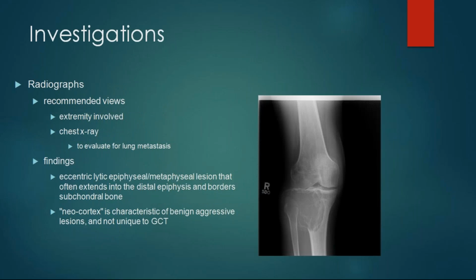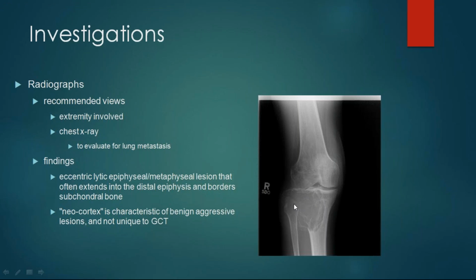And coming to the investigations, the first thing we do is X-ray. In X-ray, recommended views depend on the extremity involved. Chest X-ray has to be taken to see whether there is lung metastasis or not. Coming to the findings, if we see in this X-ray, the lesion is eccentric. This is in the upper tibia, and the lesion is eccentric and lytic. See, there are areas of lysis, so it is lytic, and it is an epiphyseal lesion. And if it is in the metaphysis, it extends into the epiphysis.